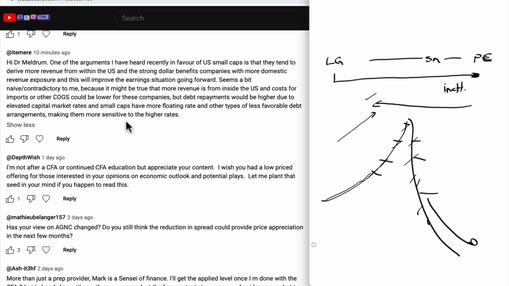But debt repayments would be higher due to elevated capital market rates, and small caps have more floating rate and other types of less favorable debt arrangements, making them more exposed to higher rates. They tend to have a higher cost of capital than large cap companies. They tend to not be able to attract the same type of talent that large cap companies can, so they tend to use a lot more share-based compensation to get that done, which dilutes ownership over time.